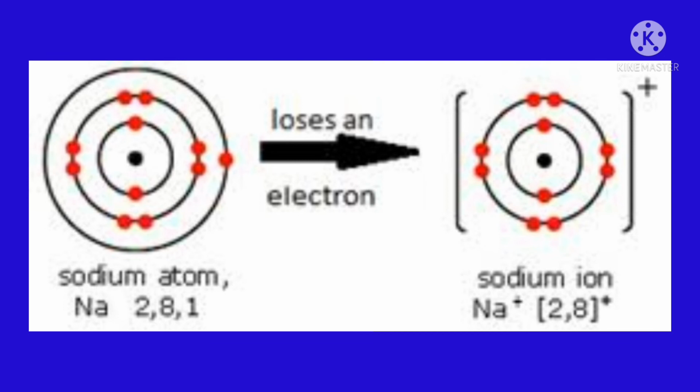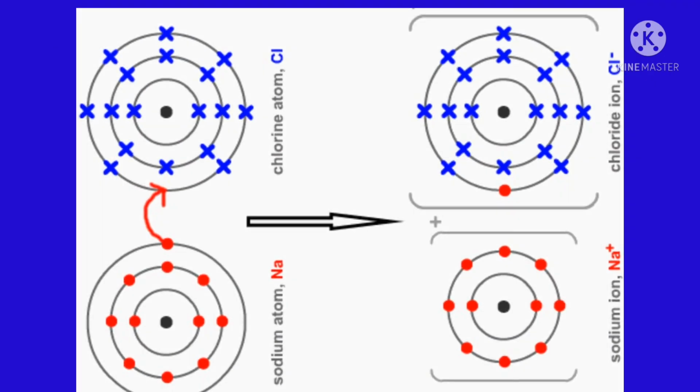Metals form positive ions. Look at this non-metal, the chlorine atom. The chlorine atom has 17 electrons. I told you, electrons revolve around the nucleus. So how many electrons can the first shell occupy? Maximum 2 electrons. And the second shell maximum 8 electrons. And the third shell can also accommodate maximum 8 electrons. But chlorine has 17 electrons. So the first shell occupies 2 electrons, the second shell occupies 8 electrons, and the remaining 7 electrons occupy the third shell.